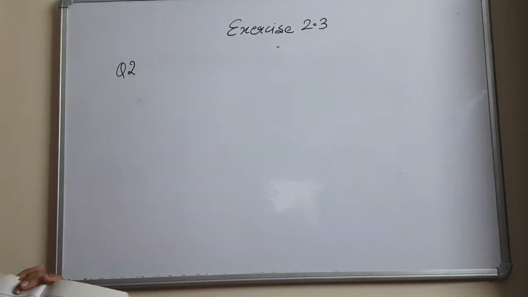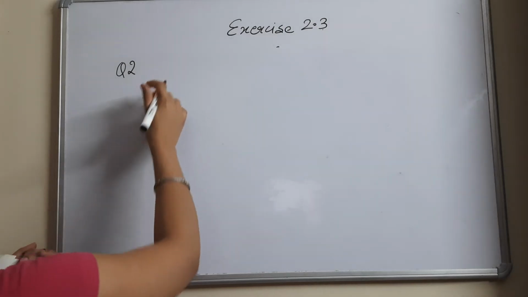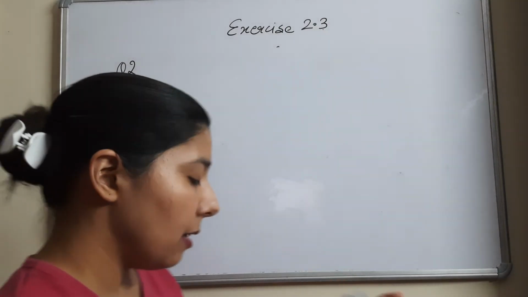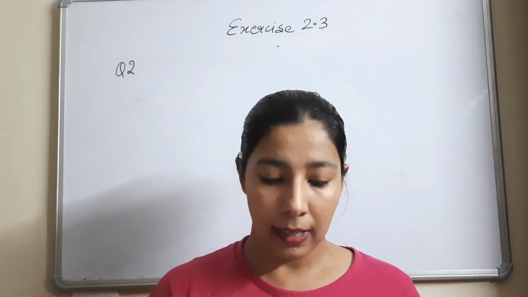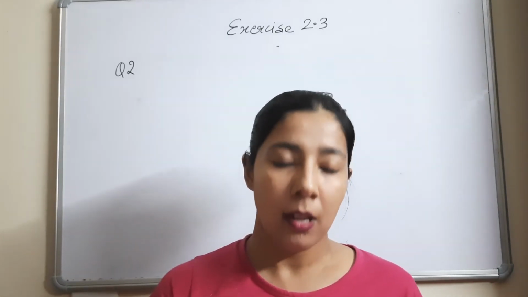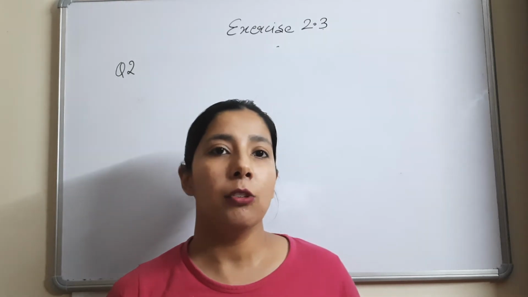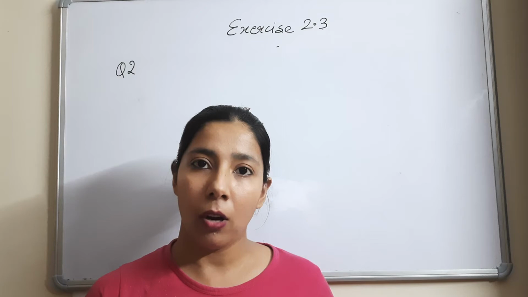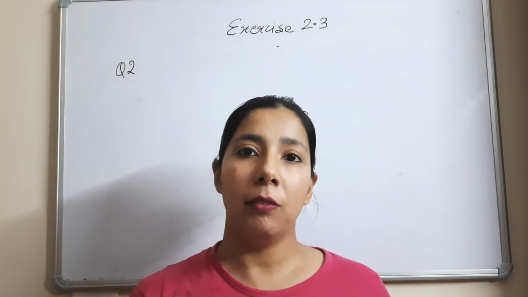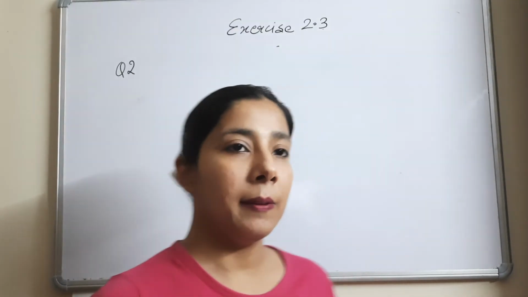Now question number 2. The question says, check whether the first polynomial is a factor of the second polynomial by dividing the second polynomial by the first polynomial. Okay, fine. Now here we need to check whether one polynomial is a factor of the other polynomial or not, and we will check it by doing the division. How will we do it? Let's see.